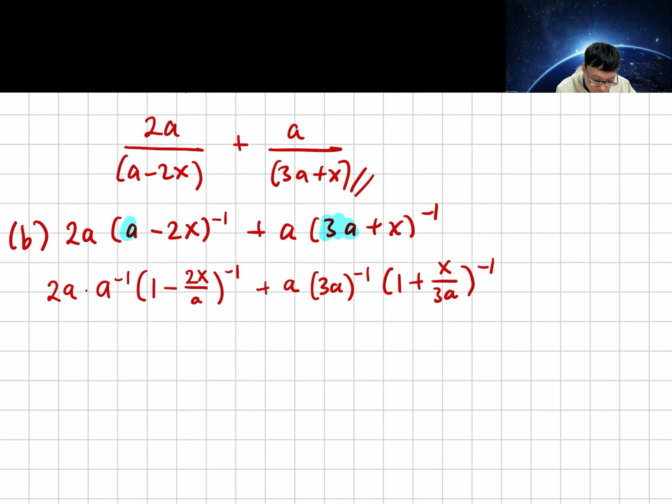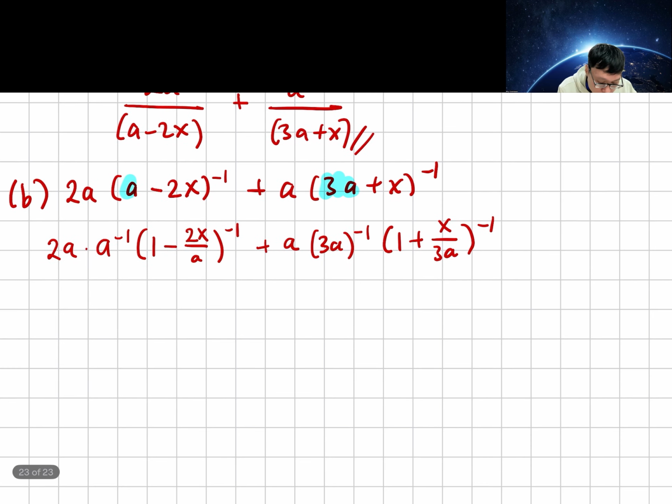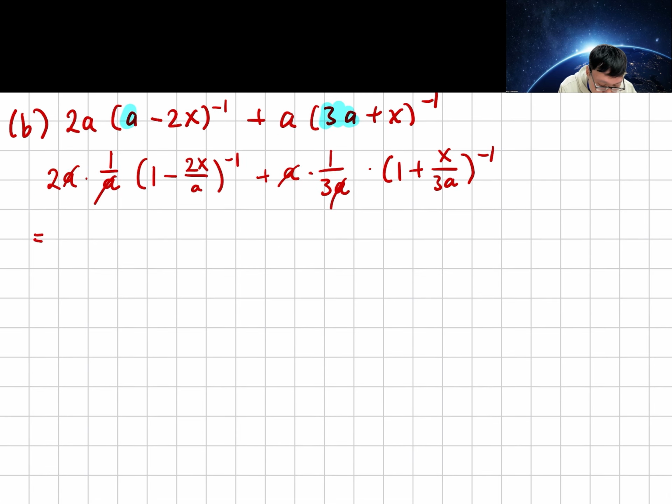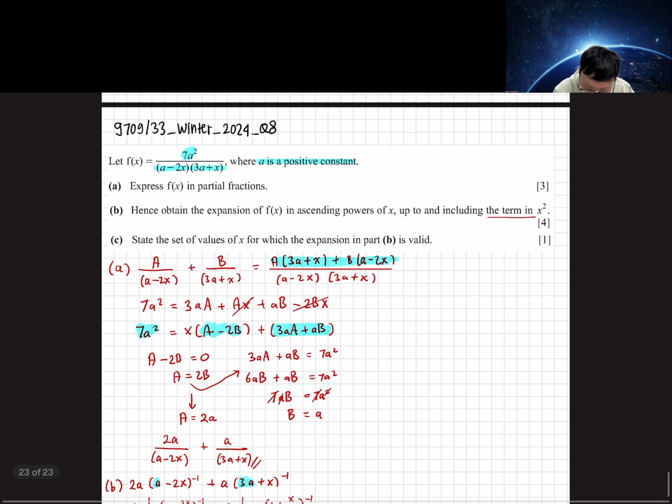Now, a exponent minus 1 is just 1 over a, and this one becomes 1 over 3a. As you can see, you can cross out the a. So what you have is 2 times, this one you can expand, becomes 1, and then plus nx, which is minus 1 times minus 2x over a. And we need until x squared.